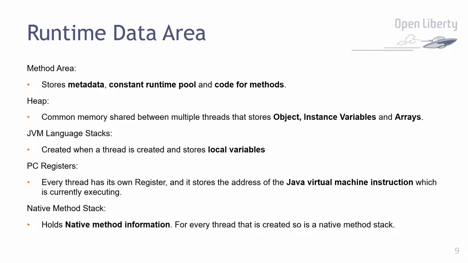And then you've got things like PC registers. So every thread essentially has its own register, and it stores the address of the Java virtual machine instruction which it's currently executing in these registers. And then, of course, you've got your native method stack. This holds native method information. So for every thread that is created, there's also a native method stack that is created.